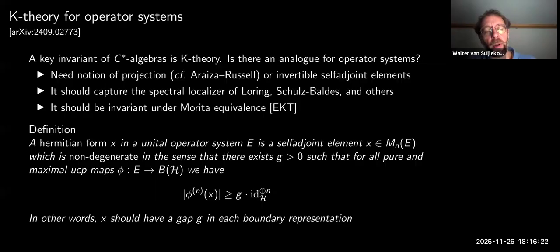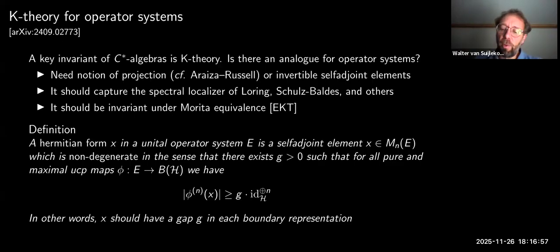But you look at all the pure and so-called maximal UCP maps, so they cannot be extended beyond that in a non-trivial way, which are bounded from below in absolute value. So they have a sort of a gap if you think about their spectrum in that realization. So in all of these realizations, it has a gap in the sense of physics, or in the sense of the spectrum lying away from zero. And the gap is sort of fixed. So there exists a gap for all of these boundary representations.